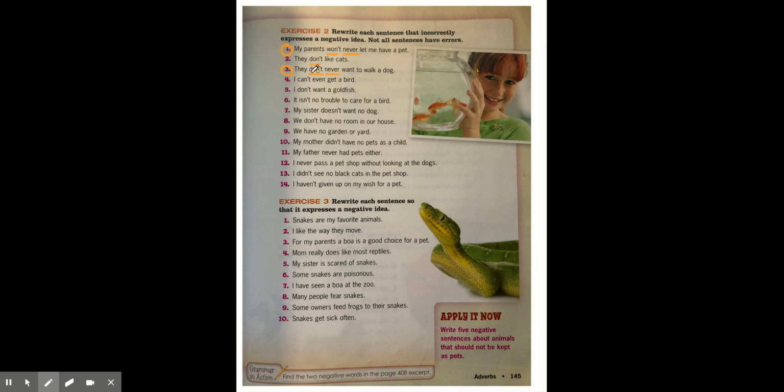It should either be they don't want to walk a dog or they never want to walk a dog, not both. Number 4, I can't even get a bird. Well, can't is one. I don't see any other negatives, so that one looks okay. I don't want a goldfish. There's a negative. That's the only one I see there, too.